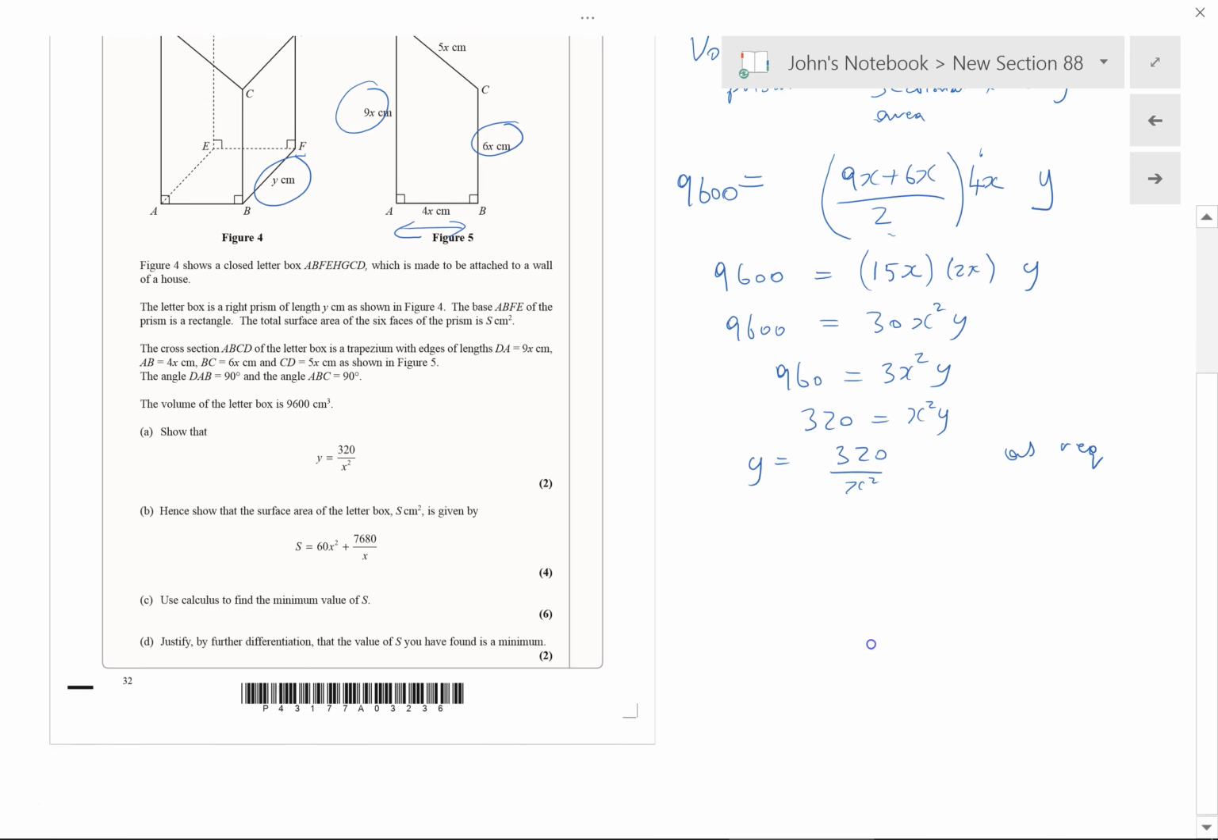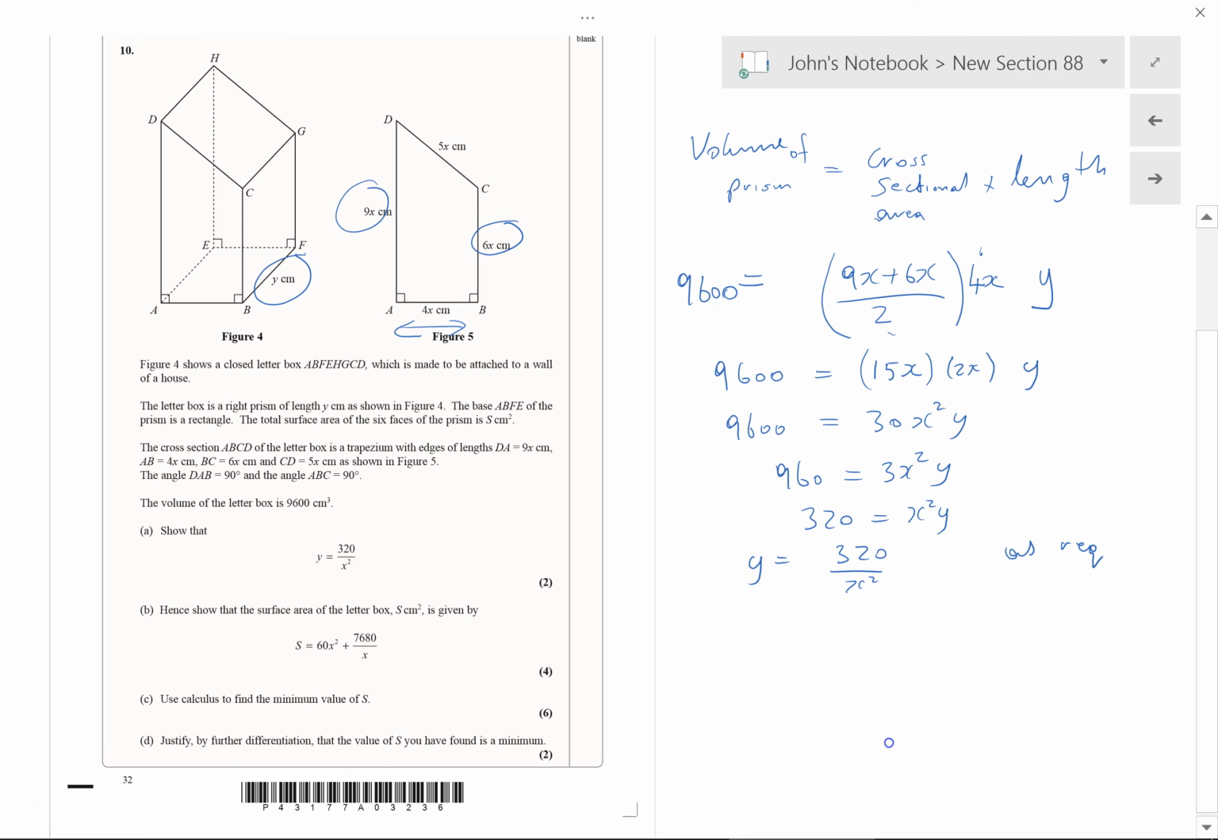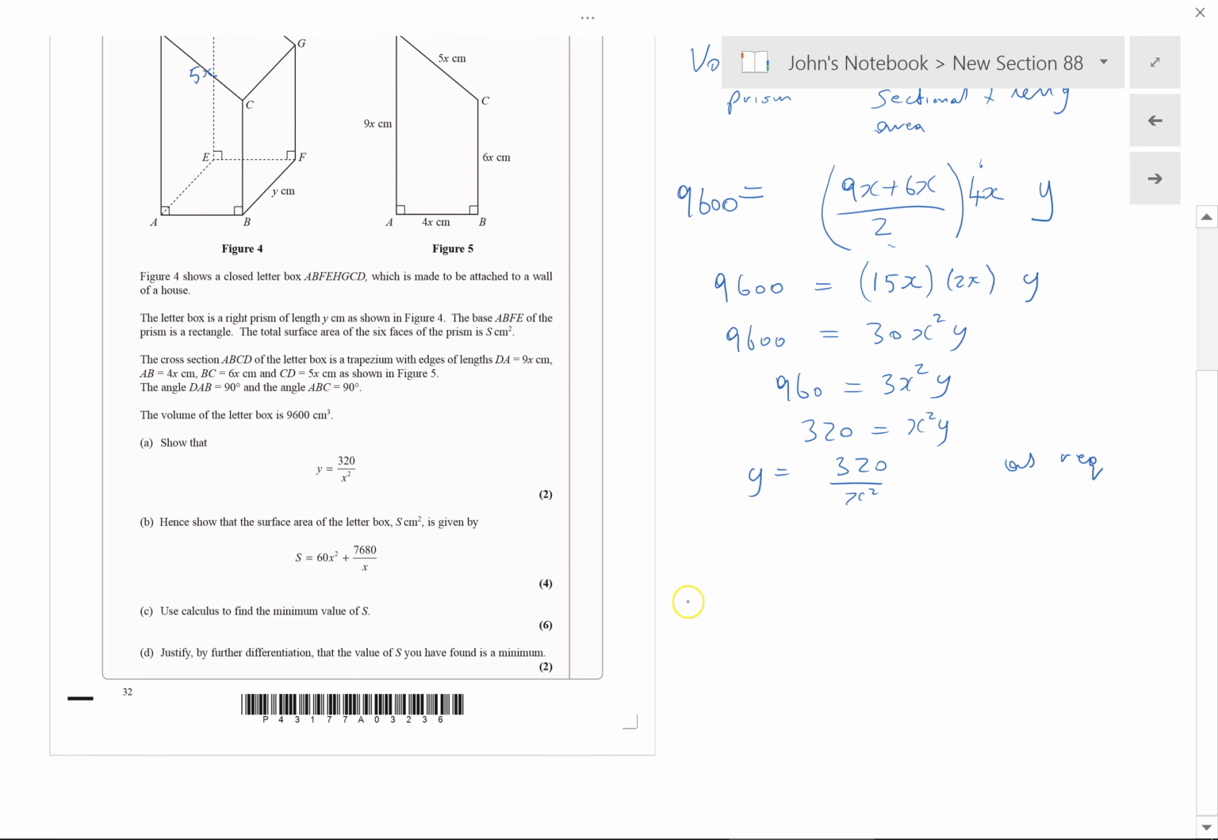Okay. Then it says hence, so the surface area is given by, so that means the surface area is going to be all of these areas added together. So it's told us that this is 5x, by the way, so we need to work out the surface area.